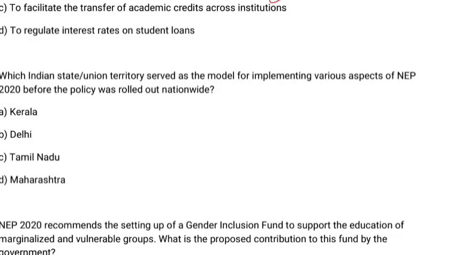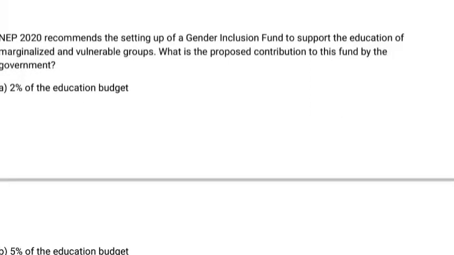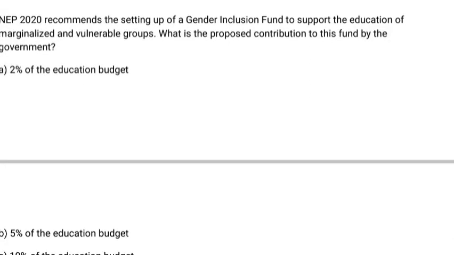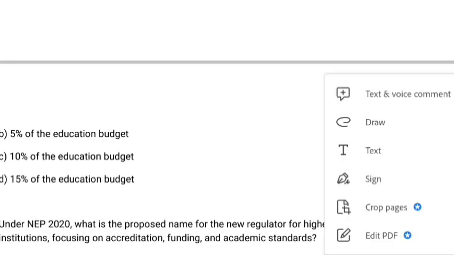Which Indian state/union territory served as the model for implementing various aspects of NEP 2020 before the policy was rolled out nationwide? It is Tamil Nadu. NEP 2020 recommends the setting up of a gender inclusion fund to support the education of marginalized and vulnerable groups. What is the proposed contribution to this fund by the government? So you must know this. It's a basic question. Number C will be correct. 10% of the education budget.